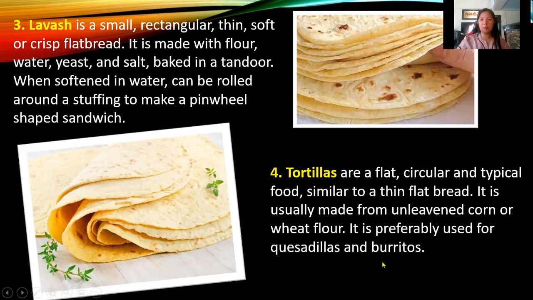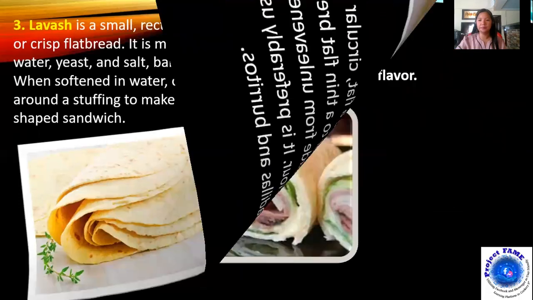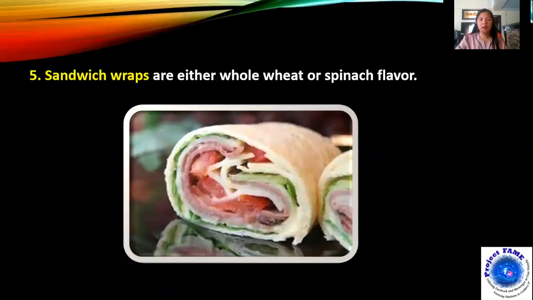And the fourth type of flatbread is the tortillas. They are flat, circular, and typical food, similar to a thin flat bread. It is usually made from unleavened corn or wheat flour. It is preferably used for quesadillas and burritos. We also have the sandwich wraps. It's either whole wheat or spinach flavor.